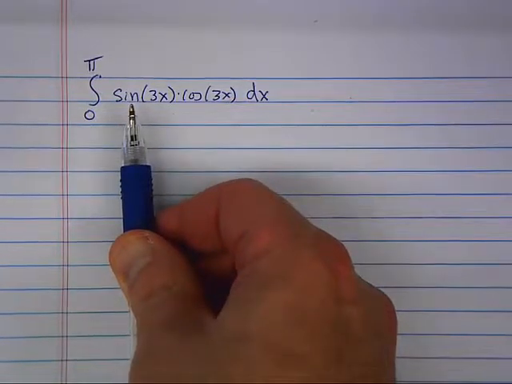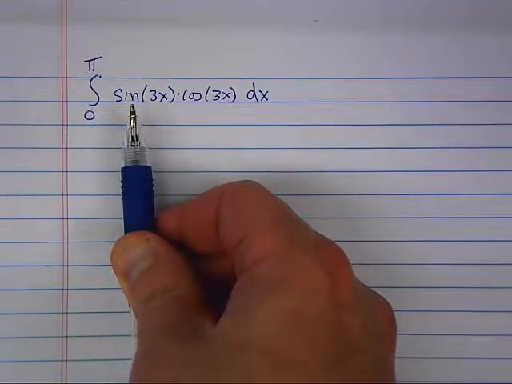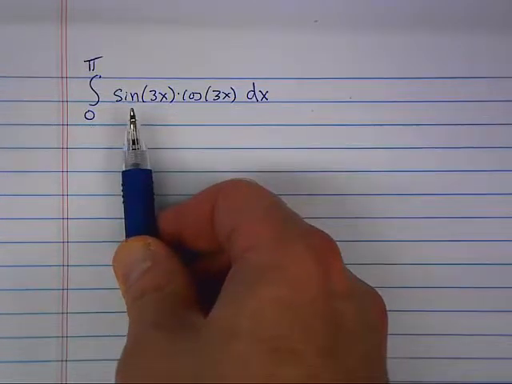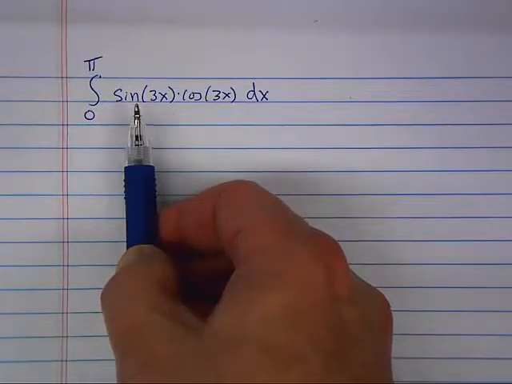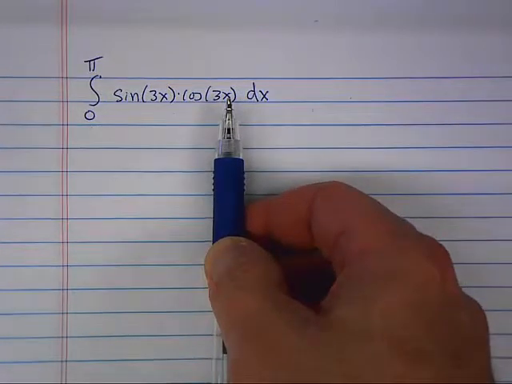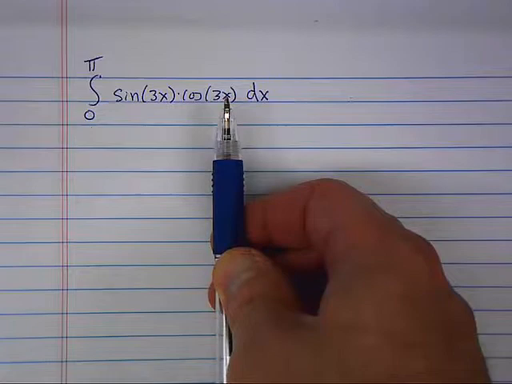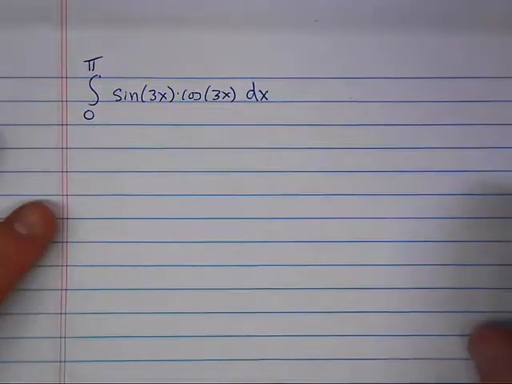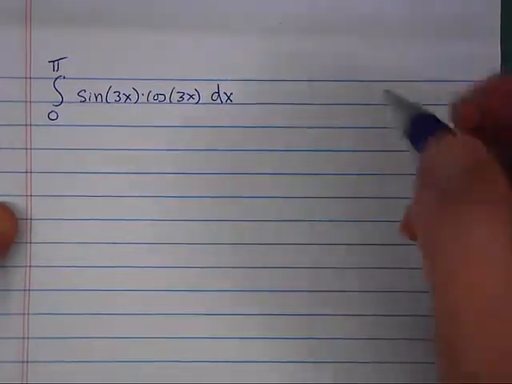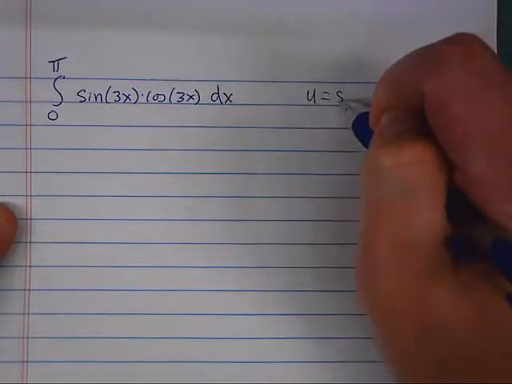Could u be sine 3x? Sure, because what's the derivative of sine 3x going to be? It's going to have a cosine 3x. So again, this is another problem where we have two choices for which one we want to call u. I don't think it matters. If it doesn't matter, my personal preference would be to let u be sine 3x.